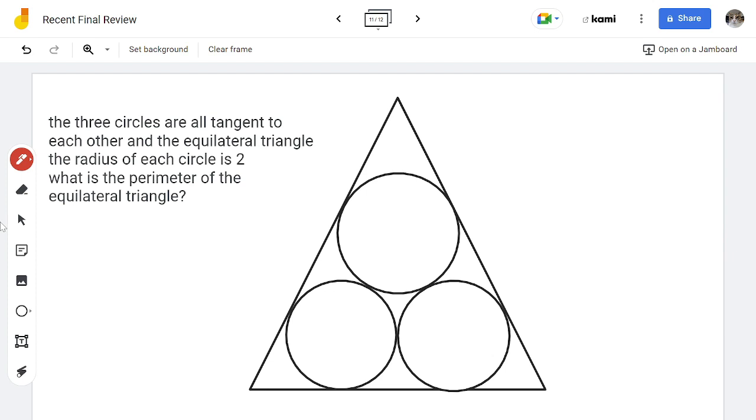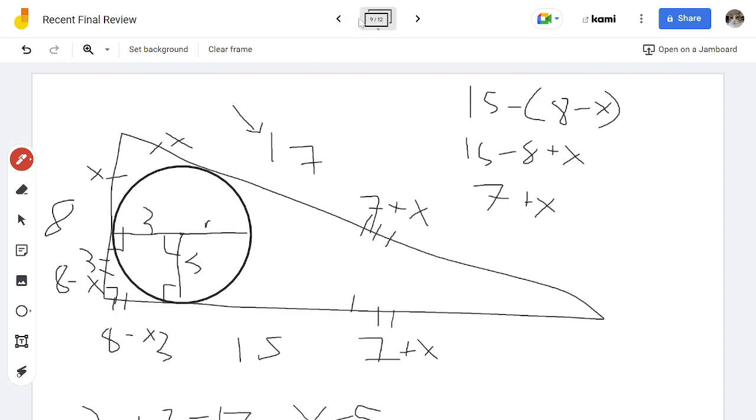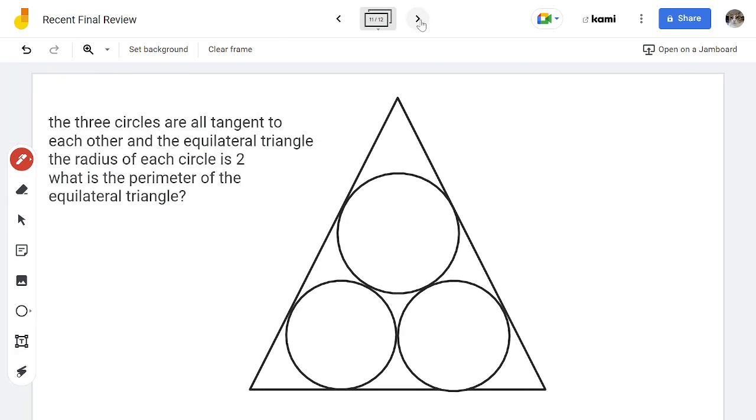Alright, this next problem: all 3 of these circles are tangent, and they're all inside of an equilateral triangle, and the radius of each circle is 2, and we need to find the perimeter of the equilateral triangle. This problem is pretty similar to this one, in the fact that we need to use similar things. So first step, I'll say how I do it.